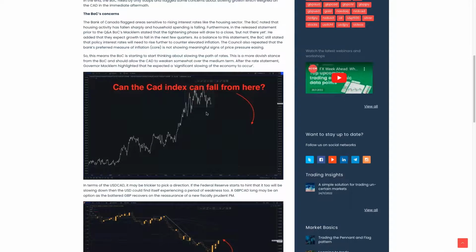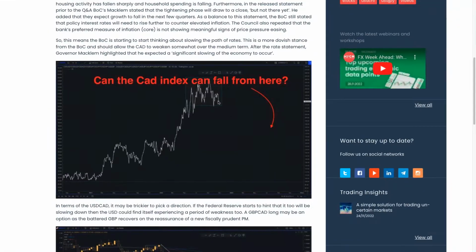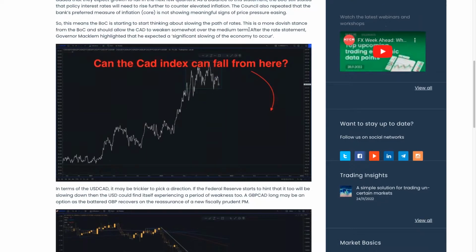So, that was the legitimate question. Is the dollar index going to fall from here? And the most obvious reasonable answer is yes. It's a more dovish stance from the Bank of Canada and should allow the CAD to weaken somewhat over the medium term. So that was the prior meeting.